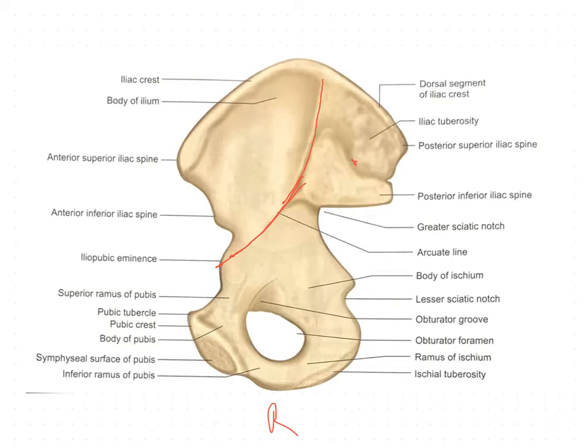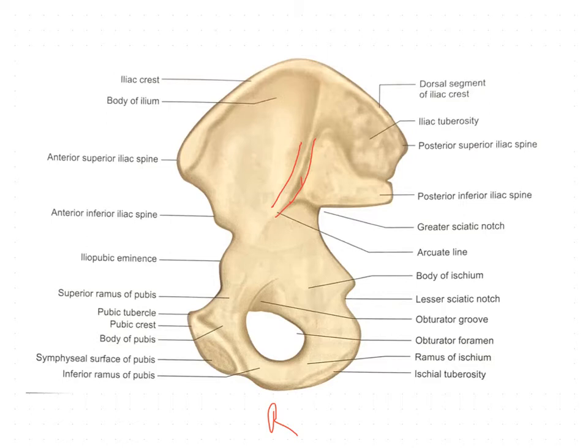It separates the iliac fossa and the sacropelvic surface. Its lower rounded part of the iliac parts forms an arcuate line or inlet of pelvis. So here it becomes very prominent, isn't it? This part is very prominent. So this part forms the arcuate line or inlet of pelvis. So this is about the borders of the ilium.